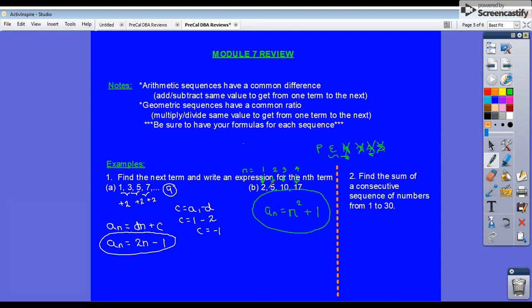Now, since I am looking for the next term, but I couldn't find the pattern here, I'm actually going to use the formula for the next one. So this is 1, 2, 3, 4. I'm now looking for the fifth term. So I'm going to replace the n with 5, and I will get the fifth term equals 5 squared plus 1, which is 26.